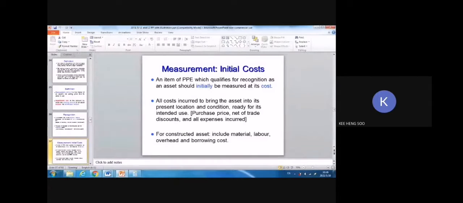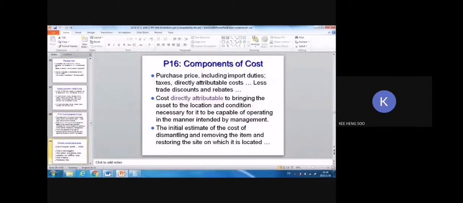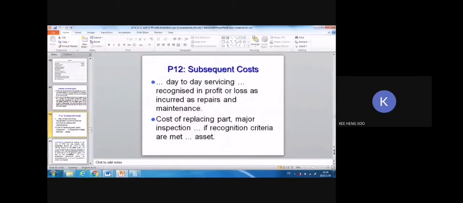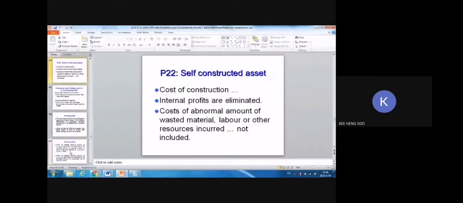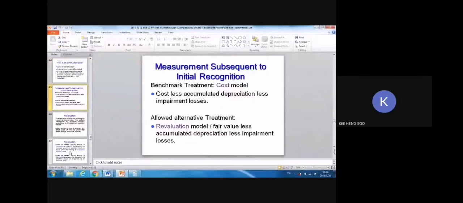Measurement has two parts. One is the measurement at the initial cost. The other one is called subsequent cost. Can you see that? Subsequent cost, paragraph number 12. And here, self-constructed asset. Okay, measurement subsequent to the initial measurement. So today I will just cover the first 15 slides here.